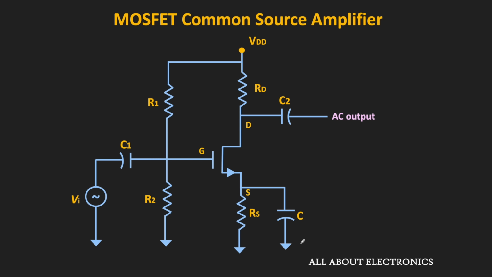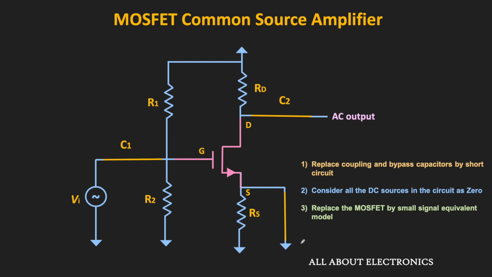Now on top of this DC biasing, a small input signal is applied through the coupling capacitors. So for this AC analysis or for this small signal analysis, all the DC voltage sources in the circuit will act as a 0. While at the operating frequency, the coupling and the bypass capacitors will provide a very low resistance. And for simplicity, they can be replaced by the short circuit. And then after, the MOSFET will get replaced by the small signal model. That means to perform the AC analysis of any circuit, we need to follow 3 steps. First consider all the DC sources in the circuit as 0, and then replace all the coupling and the bypass capacitors by the short circuit. And then after, replace the MOSFET by the small signal model.